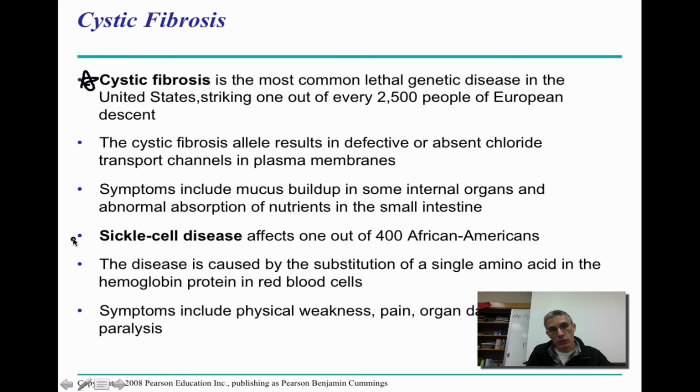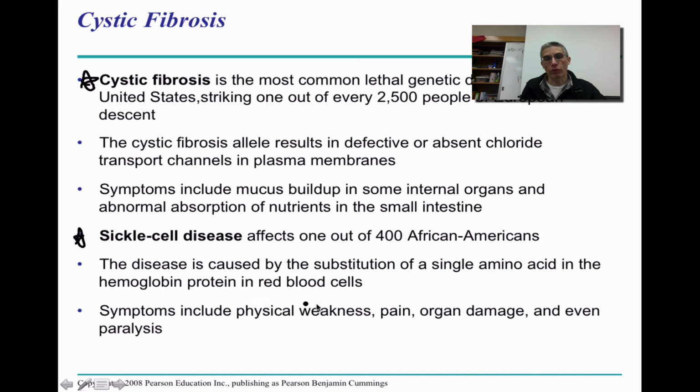Sickle cell disease or sickle cell anemia is one we've already talked about. Again, it affects 1 out of every 400. This disease is caused by the substitution of a single amino acid in the hemoglobin protein of red blood cells. And as we said, it tends to cause physical weakness, pain, lots of different phenotypic expressions of this disease, organ damage, and of course it could even cause paralysis depending on where it's affecting the individual in the body.